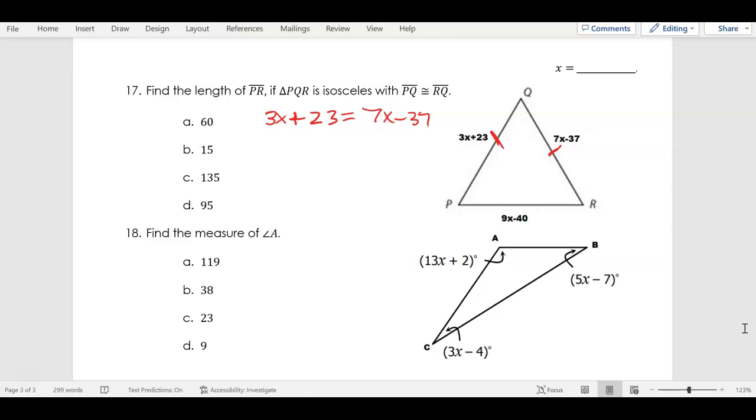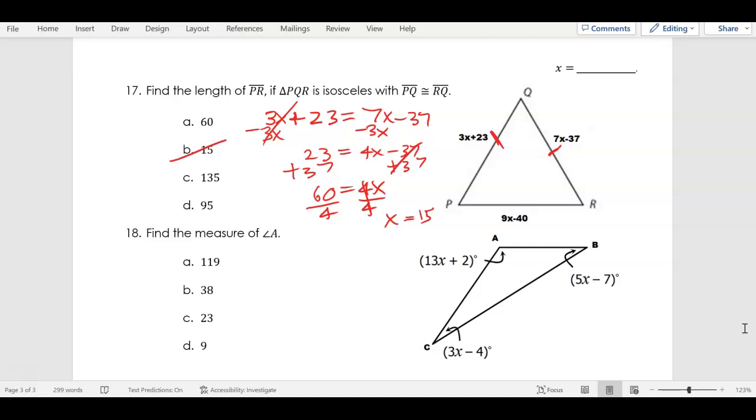Once again, x is on both sides. Let's get rid of the smaller x. Minus 3x, minus 3x. 23 equals 4x minus 37. Get rid of the loner minus 37 by adding 37 to both sides. You get 60 equals 4x, and then you can divide by 4 and get x equals 15. But 15 is not the answer because I'm looking for the length of PR.